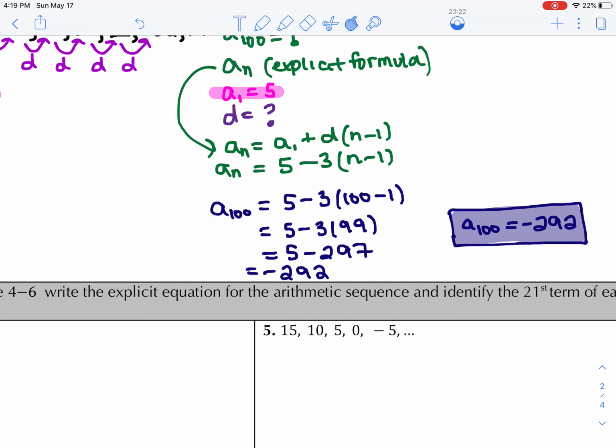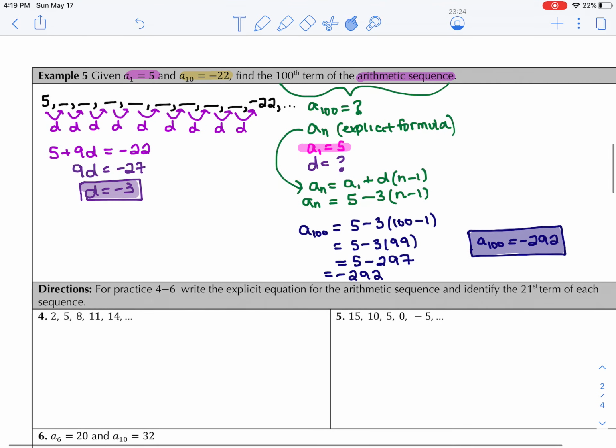So if you're a little confused by this example, that's totally fine. I would encourage you to read the explanation and the guided notes as well. That might give you some different insights, and then definitely reach out if you have any questions.